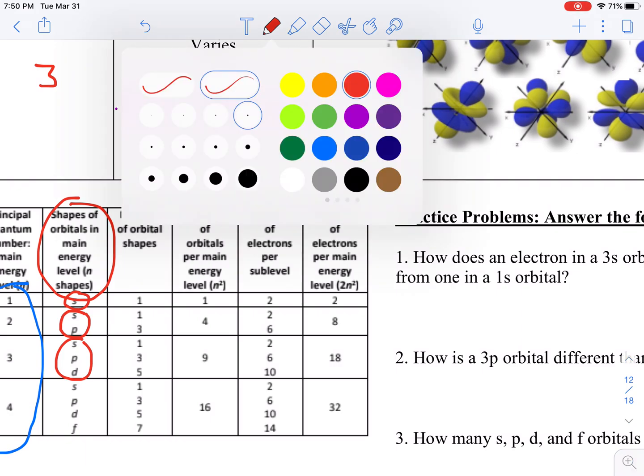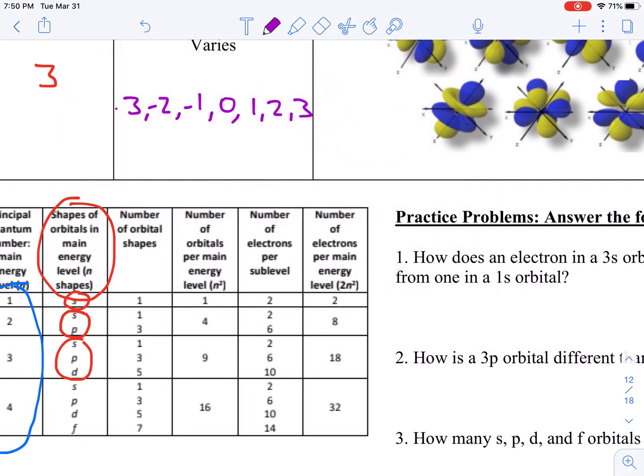So that's what we've done here in purple. This is purple, right? And you'll notice every time we have an S orbital, there's one shape. Every time there's a P, there are 3 shapes. Every time there's a D, there are 5 shapes.